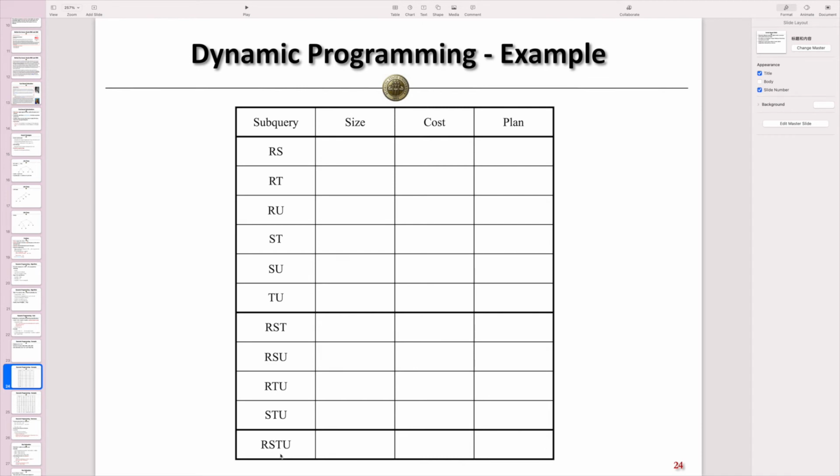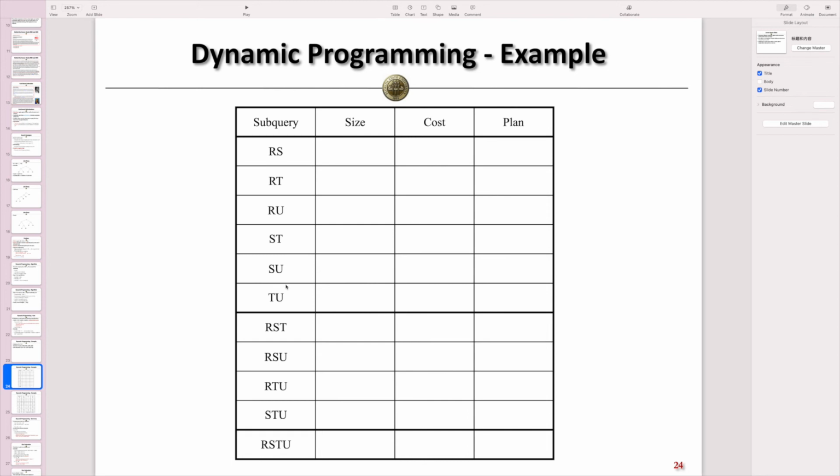The target here is to use the dynamic programming algorithm we showed before to fill in this table, so we can get the optimal result for joining the 4 relations R, S, T, U together. I hope you still remember how we defined this algorithm, and how we defined size, cost, and plan as the 3 metrics, right? Okay, so let's start from any pair combination for joins: RS, RT, RU, ST, SU, and TU.